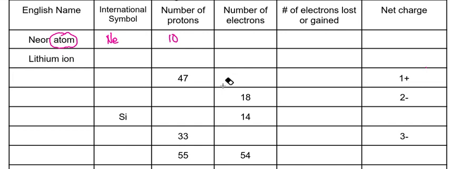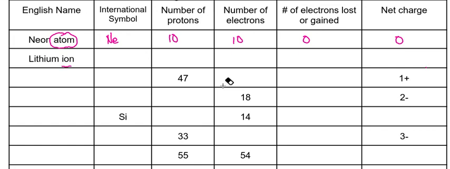And given what we just said, because it's an atom, the number of electrons and the number of protons will be the same. So this thing has neither gained nor lost electrons. So we can put a 0 in the number of electrons lost or gained column, and the charge is going to be 0 because all atoms are neutral. Let's take a look at the next one.